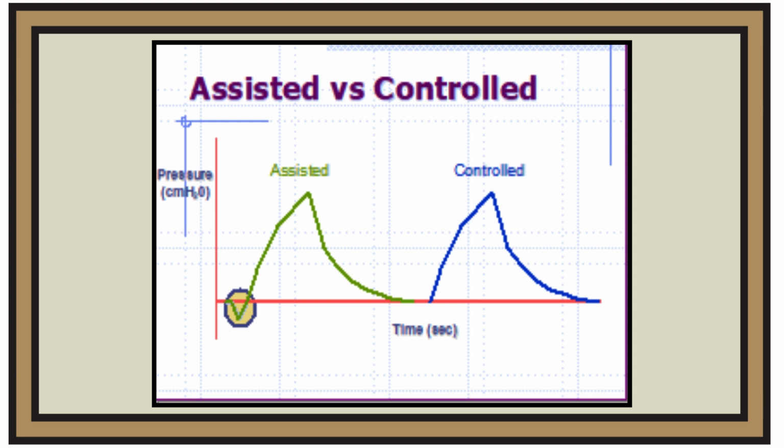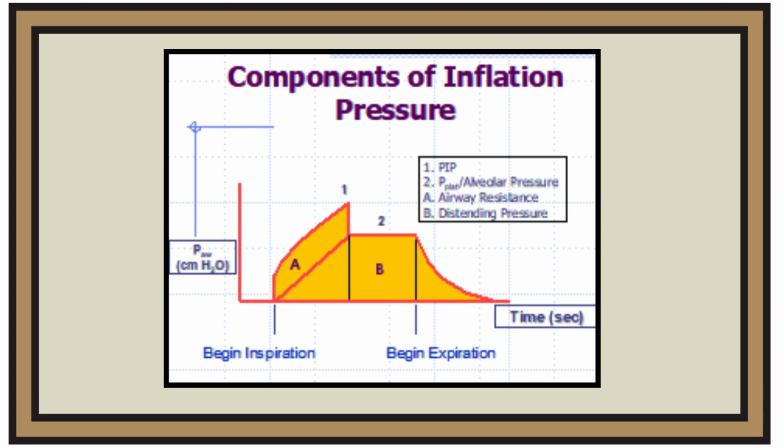In this slide, we will see assisted breath versus controlled breath. In the assisted breath, as you see, there is a deflection below the baseline. The plateau pressure is the same as the alveolar pressure. These measurements provide a means of measuring static lung compliance. Trans-airway pressure equals PIP minus plateau pressure, which reflects the pressure required to overcome airway resistance.